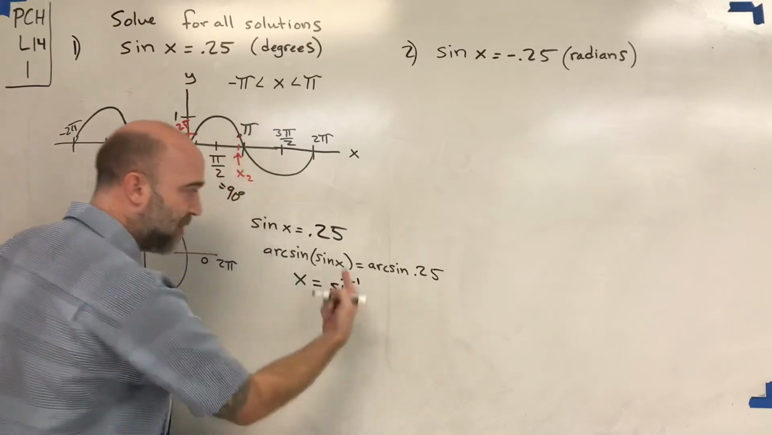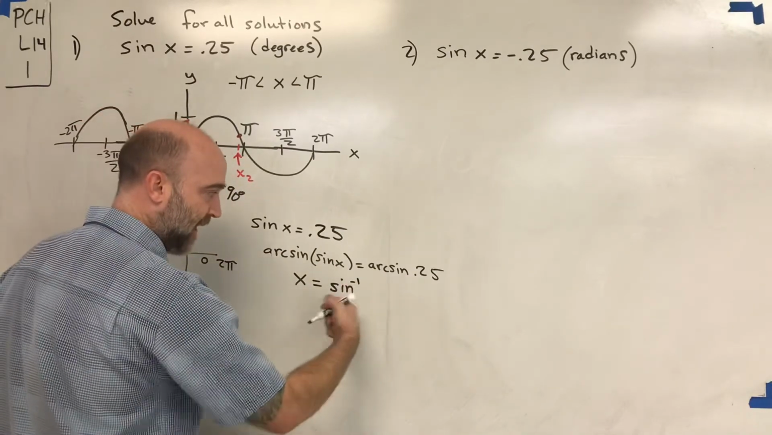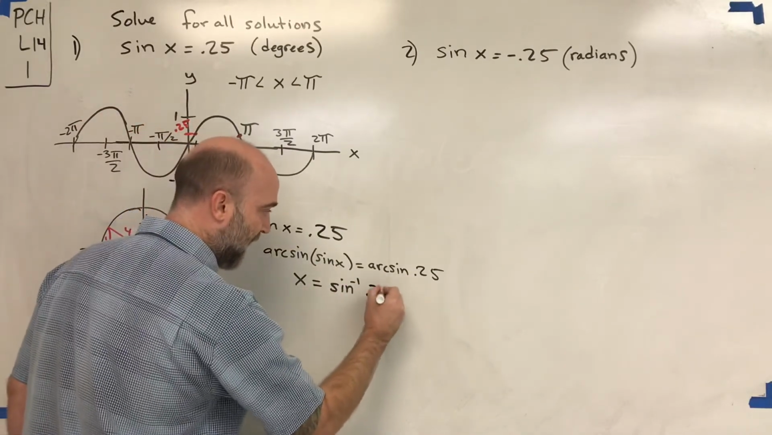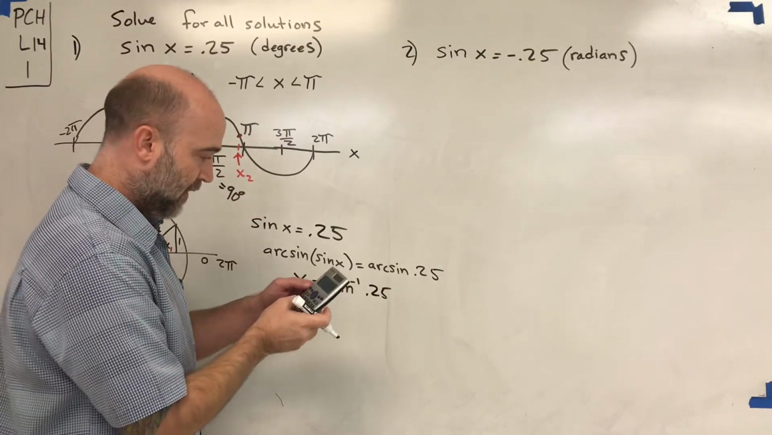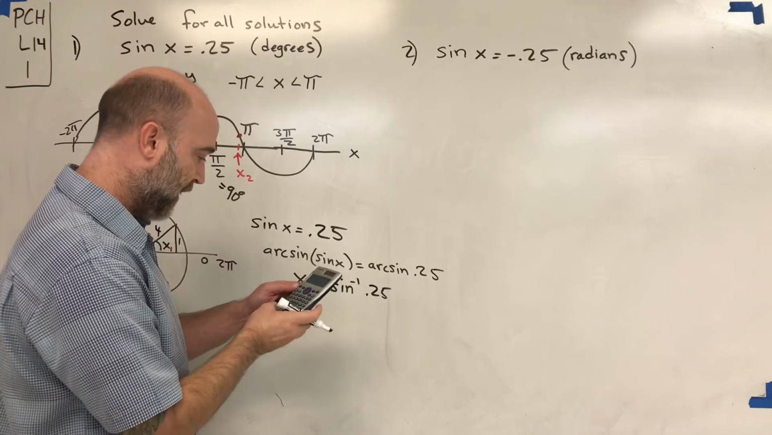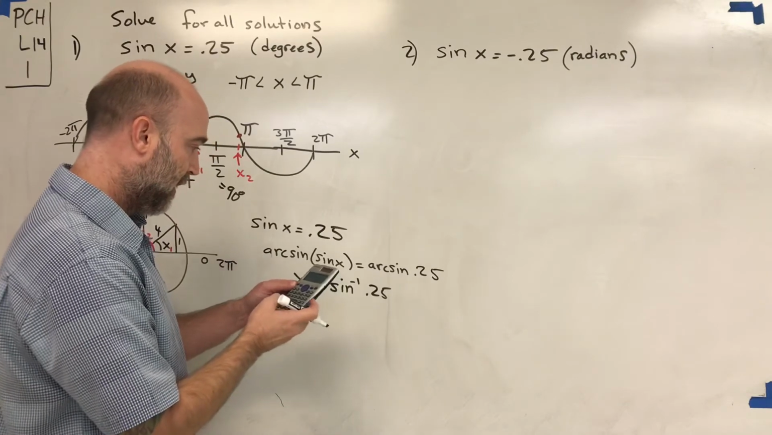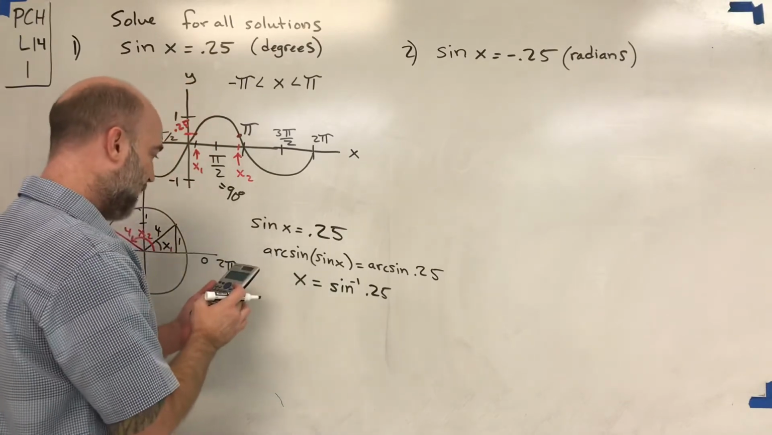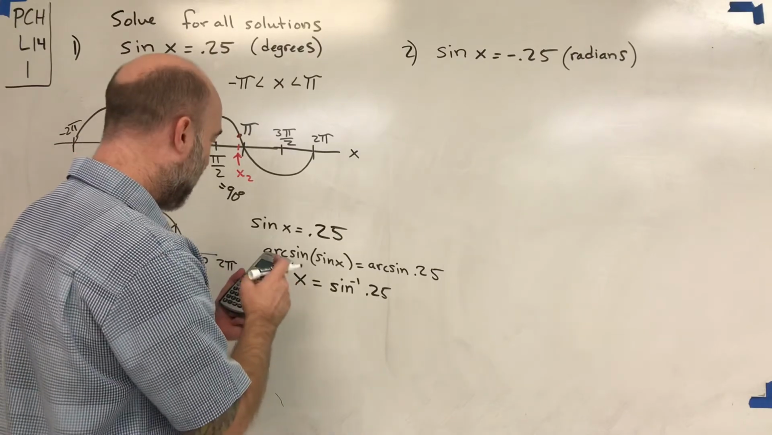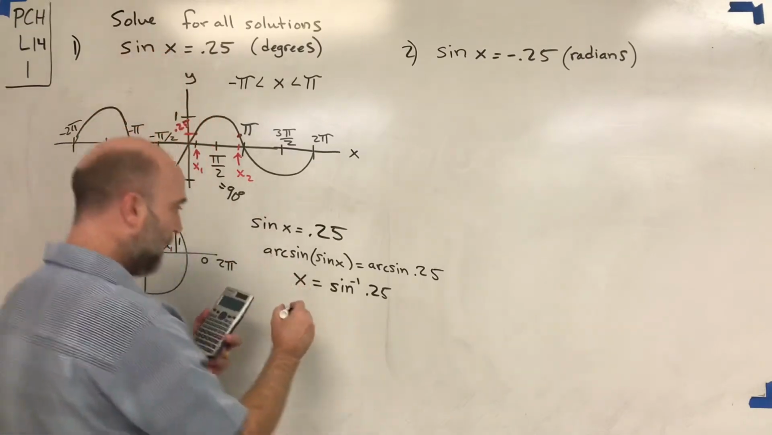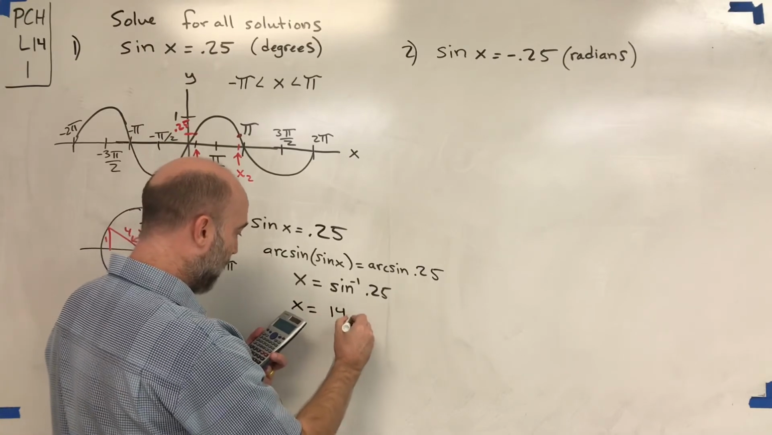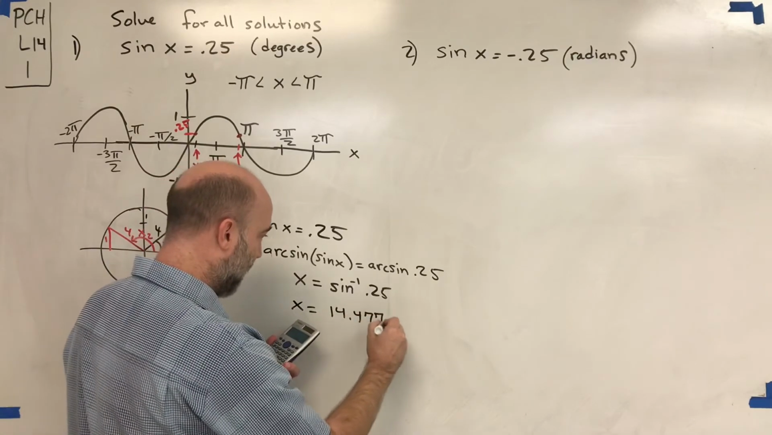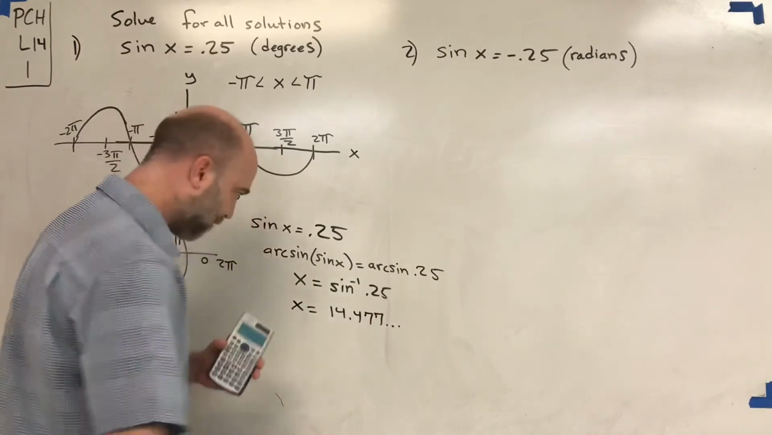On the right, I'm typing in my calculator. Arc sine is the same thing as sine inverse. That's what my calculator usually sees. So I type that in: sine inverse of 0.25. All right, and the sine inverse of 0.25 in degrees is 14.477, and that goes on forever.